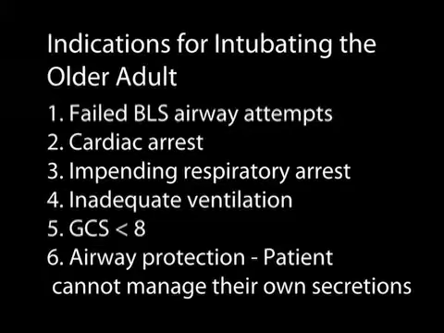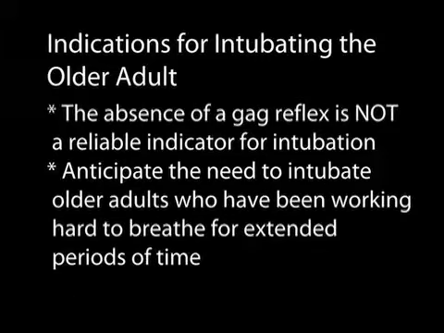Indications for intubating the older adult include failed BLS airway attempts, cardiac arrest, impending respiratory arrest, inadequate ventilation, a GCS score of less than 8, and airway protection. For example, a patient who cannot manage their own secretions. The absence of a gag reflex is not a reliable indicator for intubation, and you should anticipate the need to intubate older adults who have been working hard to breathe for extended periods of time.